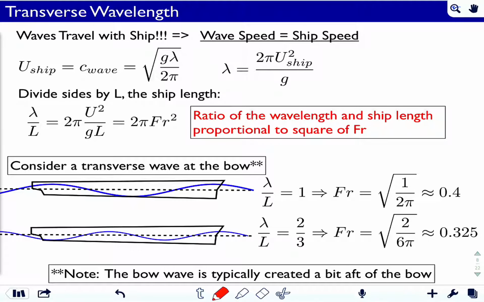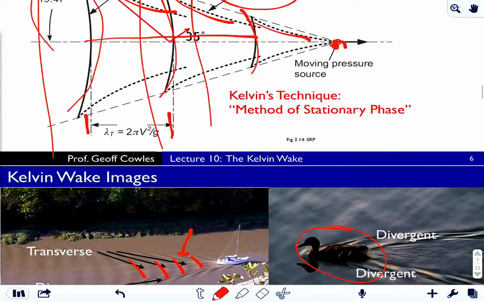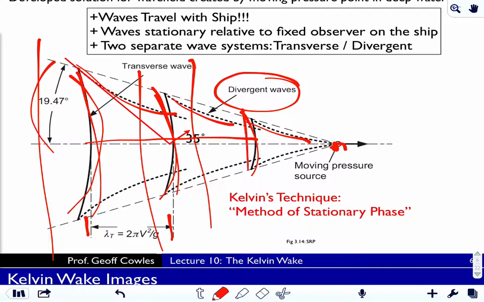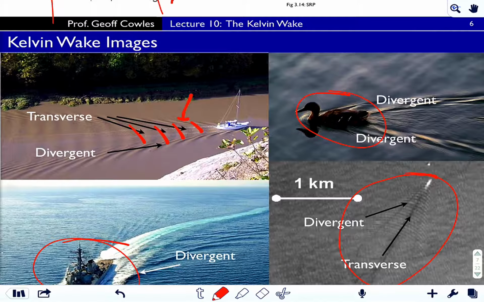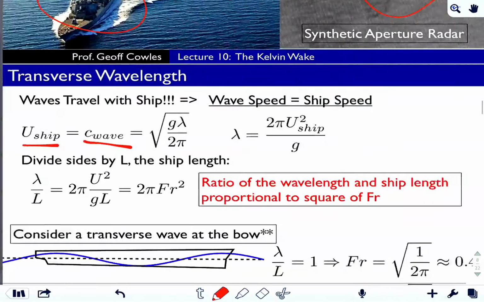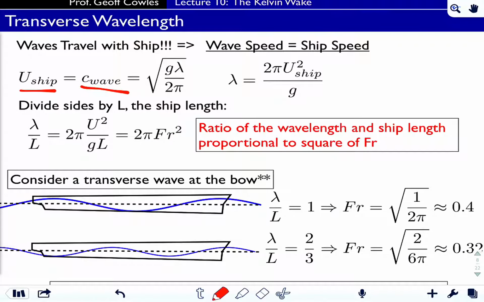So the waves travel with the ship, so that's the key thing. If you stand on a ship and you look out and you keep your eye on one part of the wake, it appears to be traveling with you because it is traveling with you. So the wave speed is the same as the ship speed, and we're going to focus on the transverse wavelength. So again, the transverse waves are these waves here, and if you want to look at them in here, I think they're most evident in the red lines I put behind the sailboat. The other ones are a little more difficult to see, although you can clearly see them in the SAR photograph too. And so this is the first thing, that the waves travel with the ship.